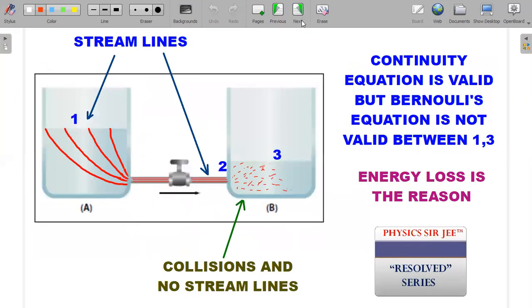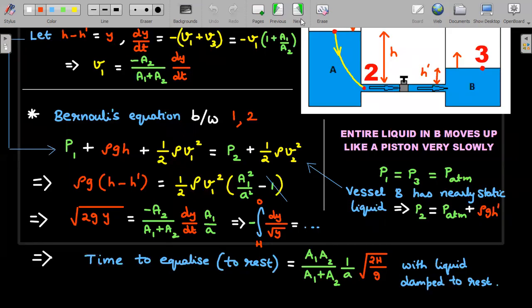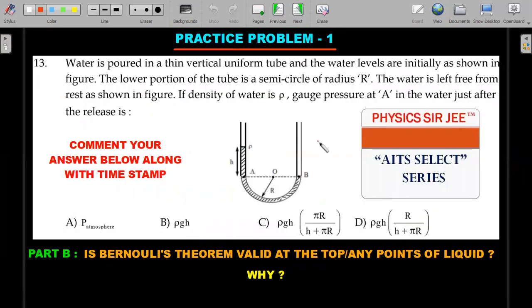So are you ready for the practice problems now? Let's move forward. This is practice problem 1. When the oscillations happen, and when you can or cannot apply Bernoulli's equation, is the theme of the practice problems that we are going to take up today. This is going to be answered in AITS select series at the end. Read the problem on your own, comment the answer below along with the timestamp, and I'll respond whether your answer among the 4 options is correct or not.